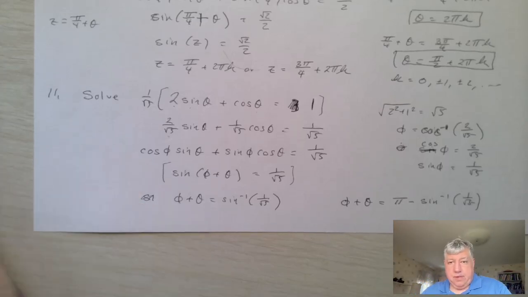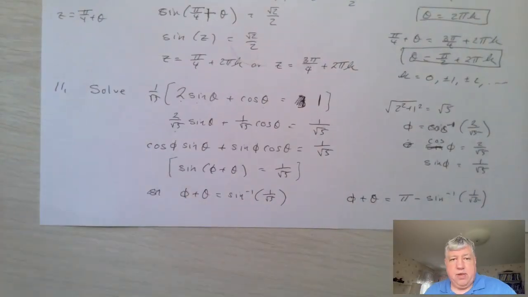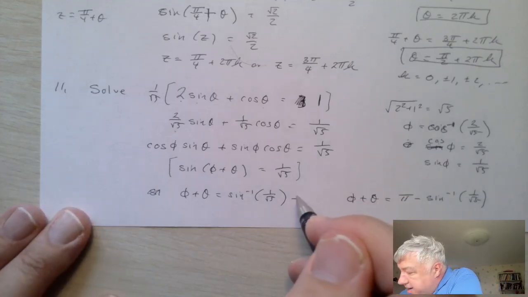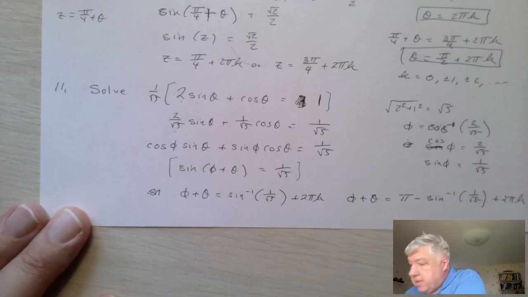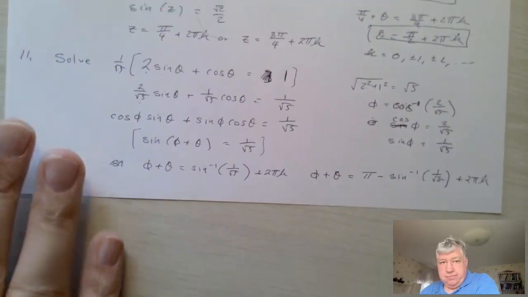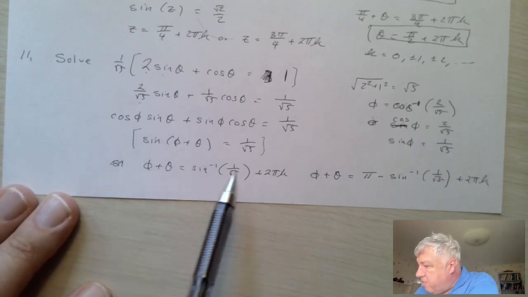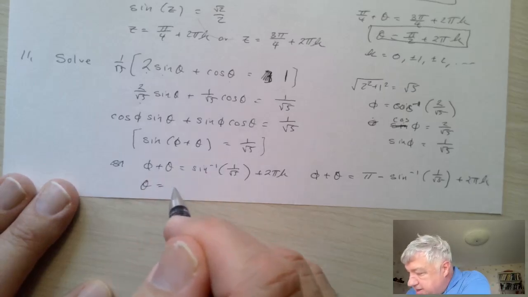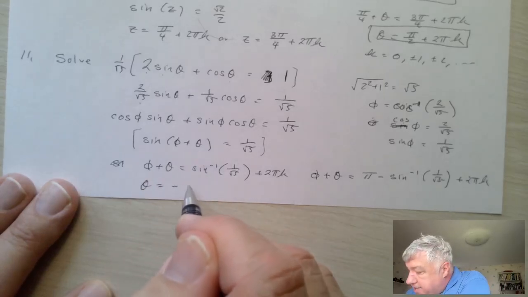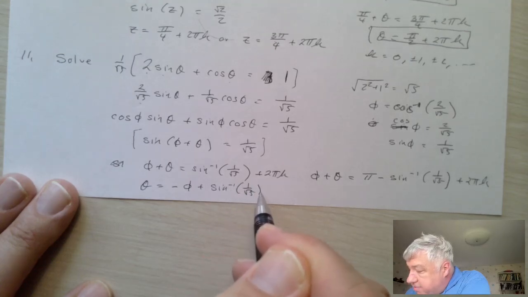Okay. And maybe I should put plus 2 pi k. I'll leave it for you to finish, but we know that phi is known. We can find it on a calculator, so from here we could say theta would be minus phi plus the inverse sine of 1 over square root 5 plus 2 pi k.